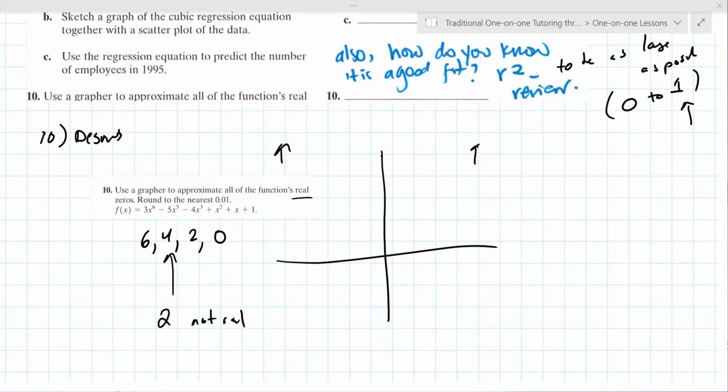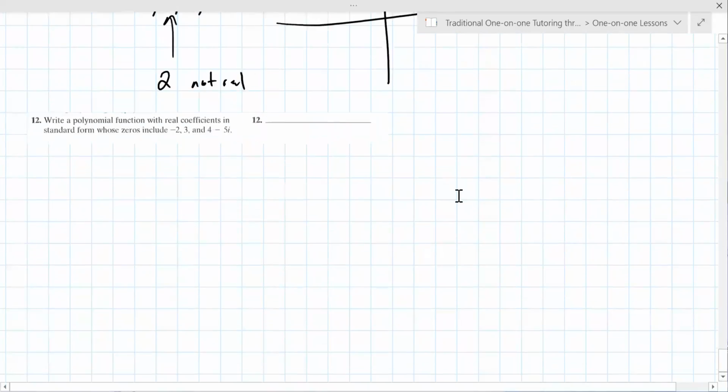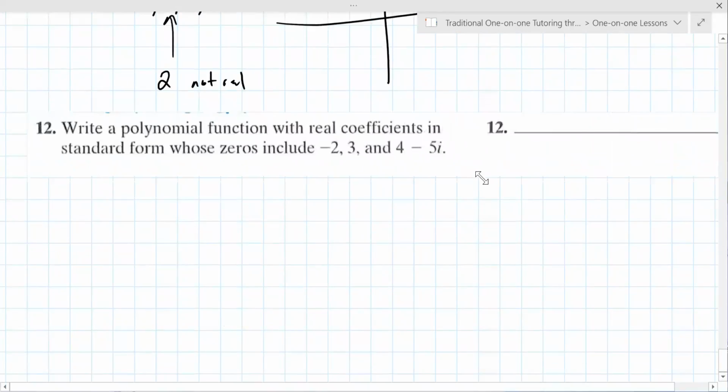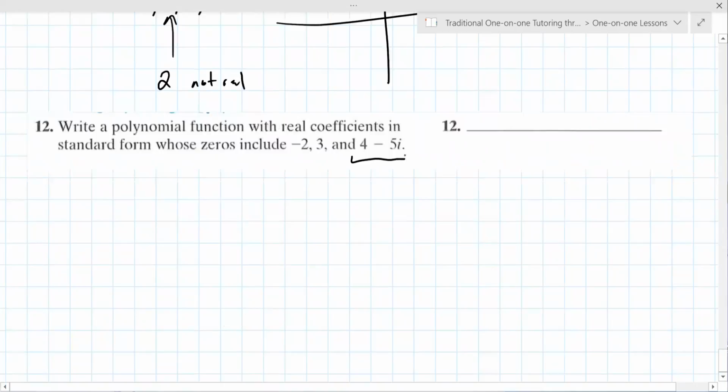12. This one is a lot like 8, with a little wrinkle. The minor change here is that complex roots come in pairs. So this is a complex root, and you're supposed to know that it's also 4 plus 5i.